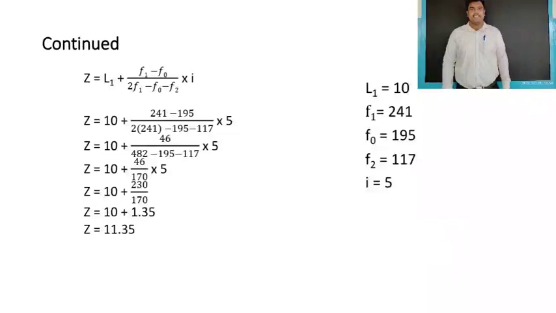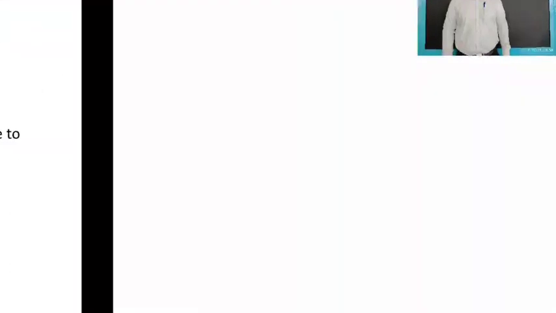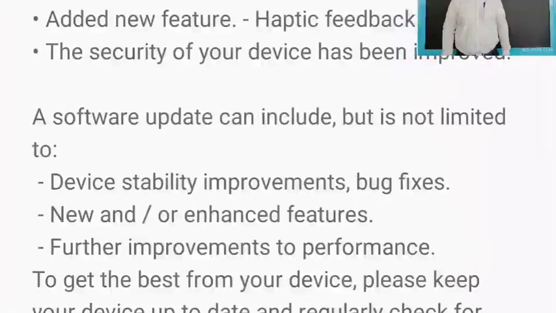as 11.35. So if I need to summarize, mean, median and mode are the various measures of central tendency. When less than and more than frequencies are given, they have to be first converted to frequencies for further calculations, as explained in illustration 1 and illustration 2.